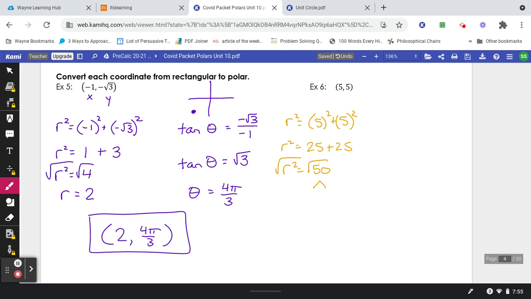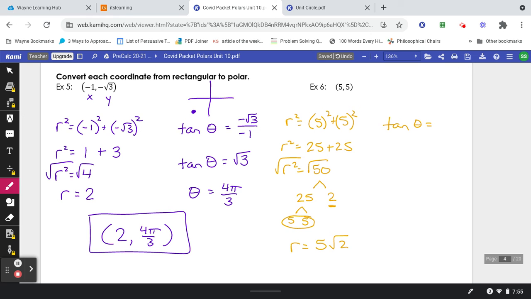But I just want to make sure that everybody knows how to simplify radicals. So you break this down into a factor tree of 25 times 2, or 5 times 10 if you prefer. And then you break 25 down into 5 times 5. Any pairs are going to go on the outside. Any single goes on the inside. So 5 square root of 2 is the same as the square root of 50. That's a good skill to have.